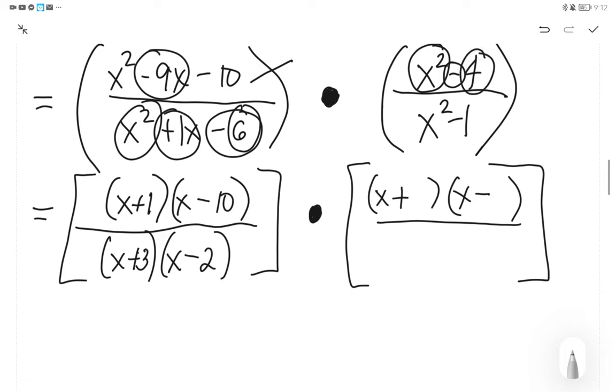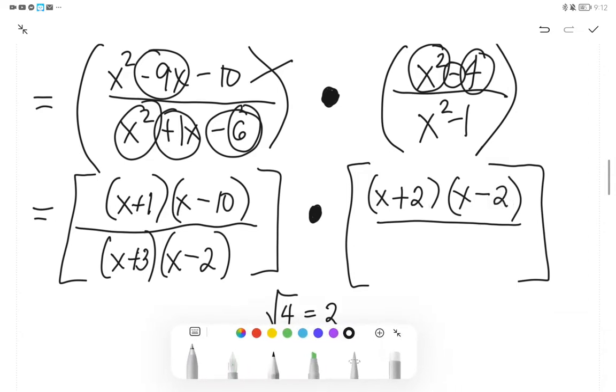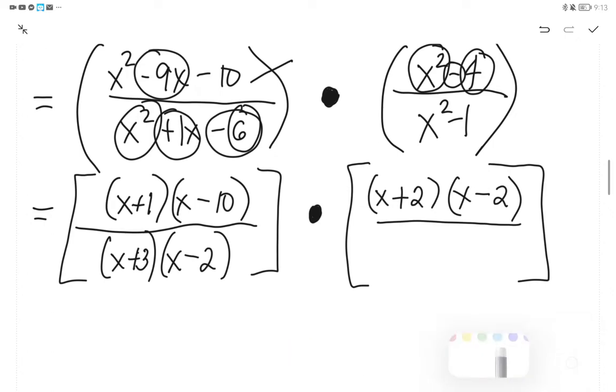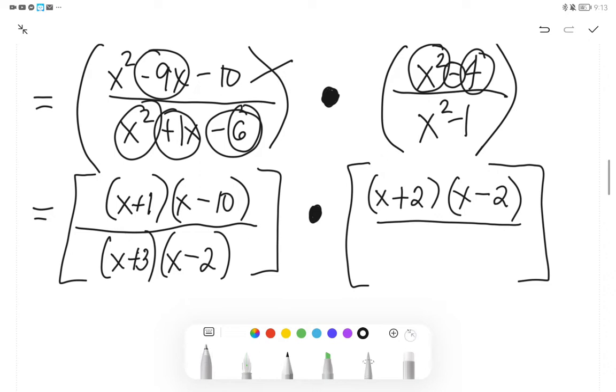Now, the second term is 4, and 4 is a perfect square. The square root of 4 is 2. So, therefore, the factors of 4 are 2 times 2. Okay. This is where the difference of squares is applied. That is the factoring of the difference of squares.